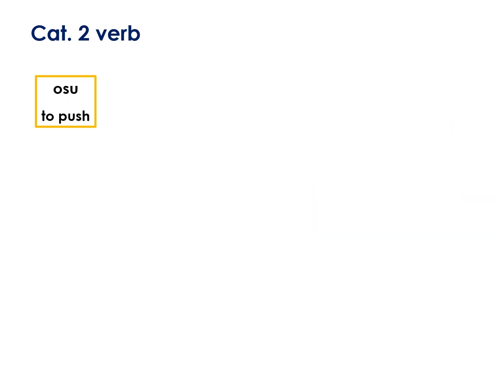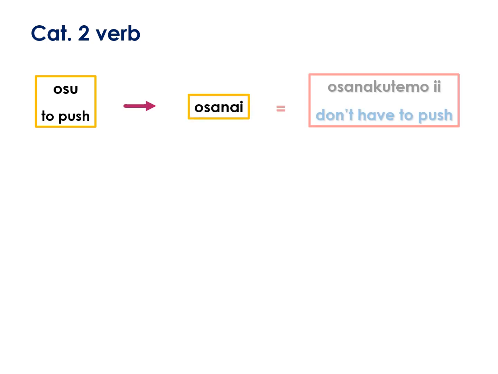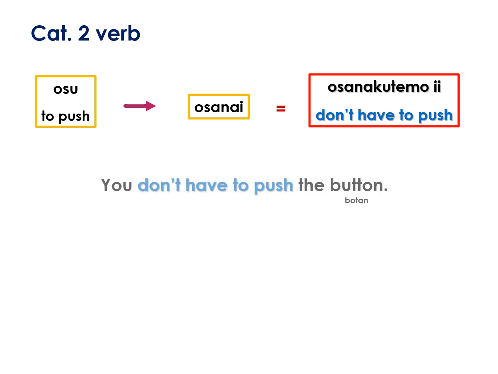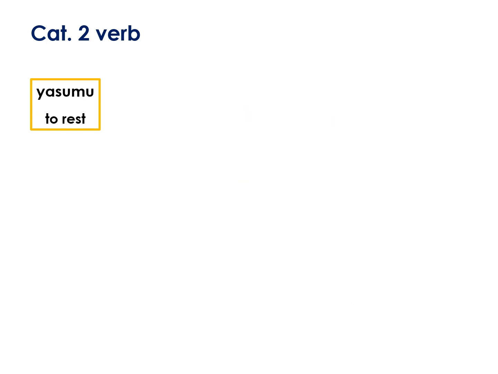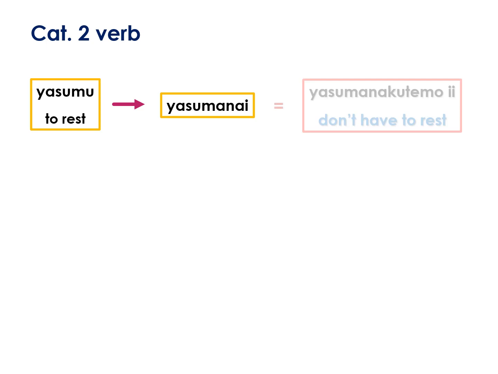Another category 2 verb, osu, means to push, and its nai form is osanai. From there, we form osanakutemo ii, which means don't have to push. You don't have to push the button. In Japanese, ボタンを押さなくてもいいです。Yasumu means to rest, and its nai form is yasumanai.